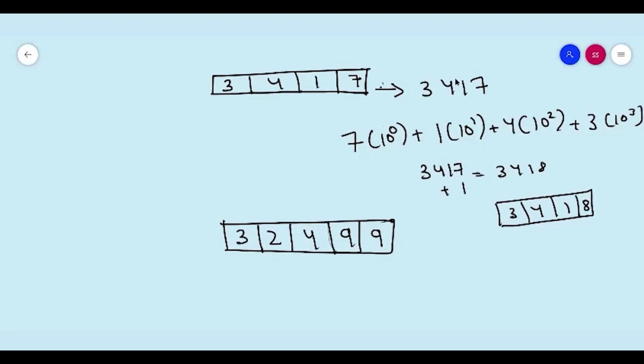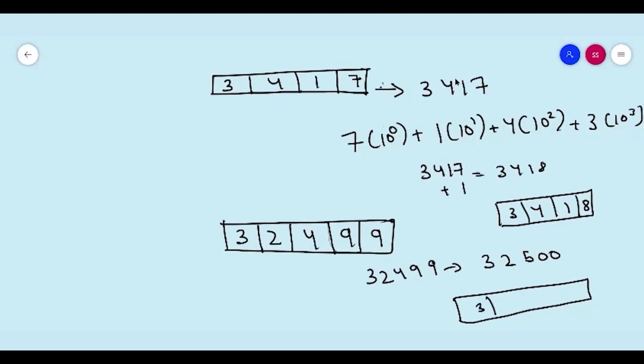Similarly, for a number like 32,499, we know the next number is 32,500. Therefore, the returned array for us this time will be 3, 2, 5, 0, and 0. Therefore, what we have to do is take the number from the array, add 1, and return the new array.